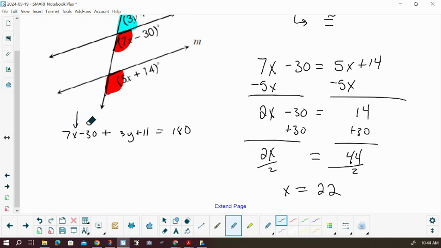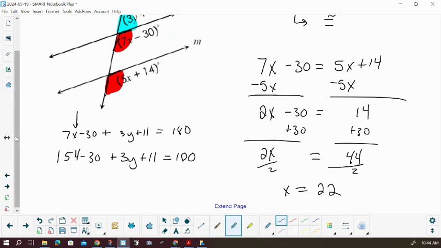7 times 22, and I need to grab my calculator. Can't do 7 times 22 in my head. Maybe you can, but I can't. 7 times 22 is 154. Minus 30 plus 3y plus 11 equals 180.